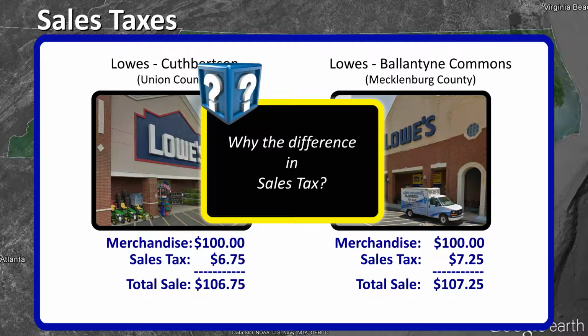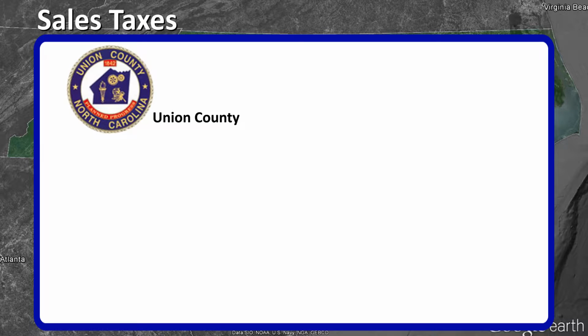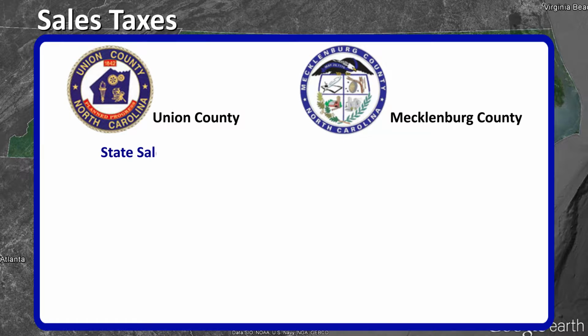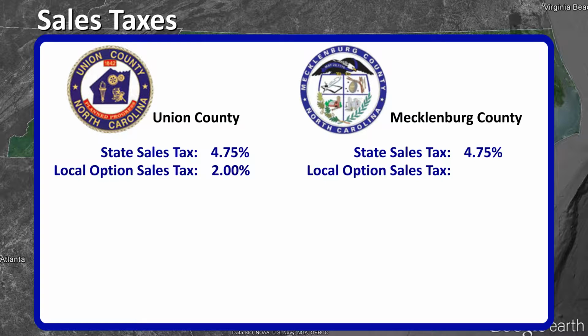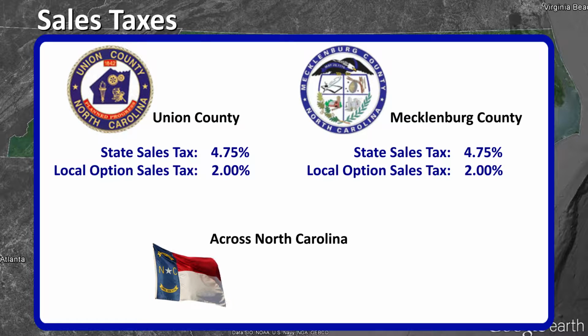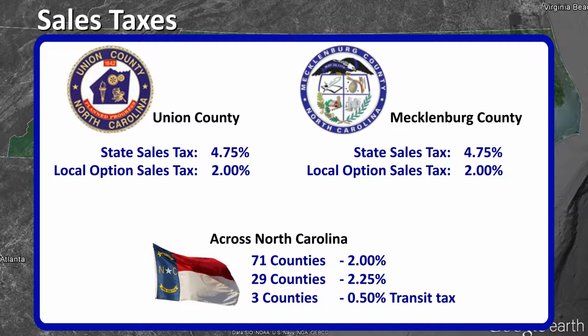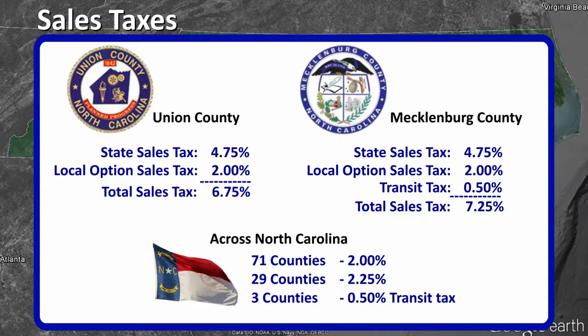That's a great question. See, your sales tax is made up of two and sometimes three components. First, there's the state sales tax of 4.75%. Then the local option sales tax. This is an additional amount that the state allows counties to add in order to generate sales tax revenue for those counties. Across North Carolina, 71 counties have a 2% local option tax. 29 counties have a 2.25% local option, and 3 counties, including Mecklenburg, have a 0.5% transit tax. This 0.5% is the difference in the tax you pay in our example.